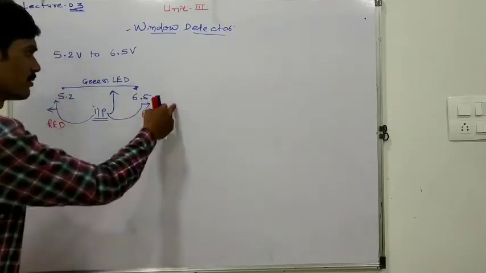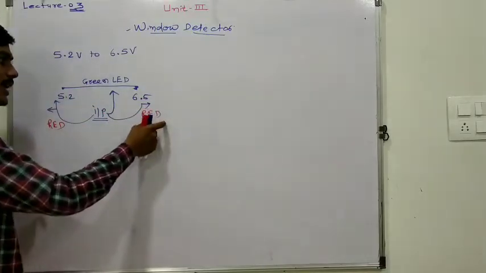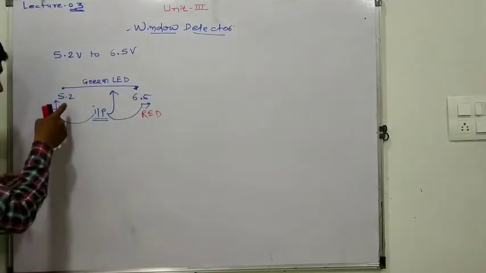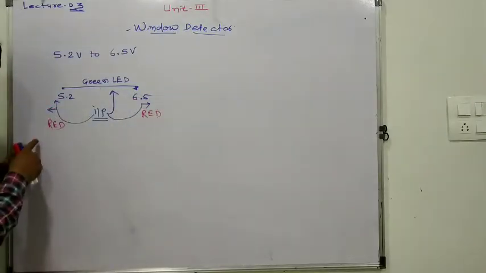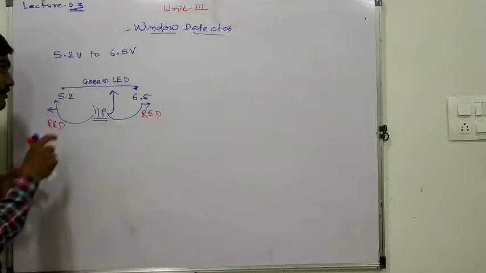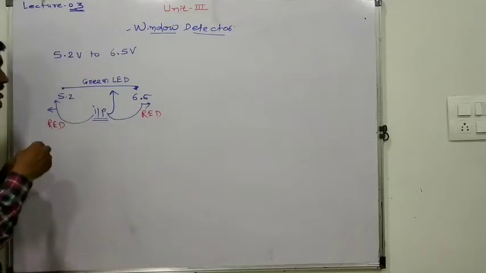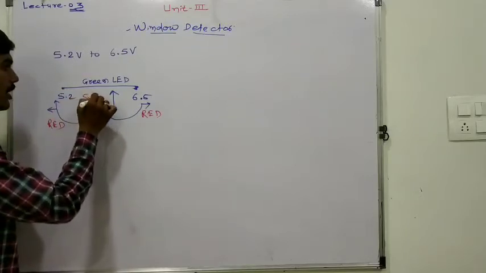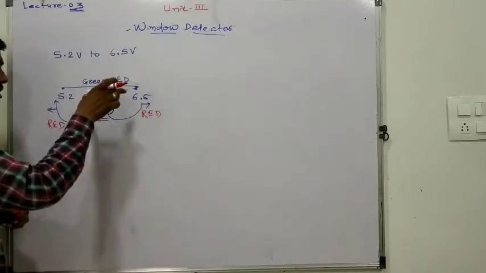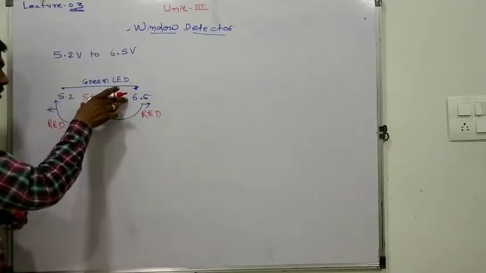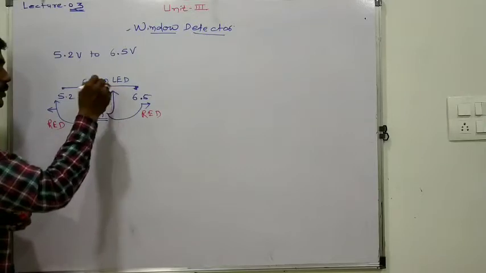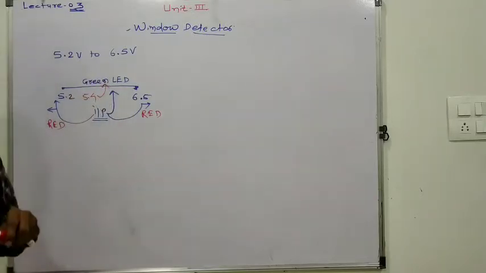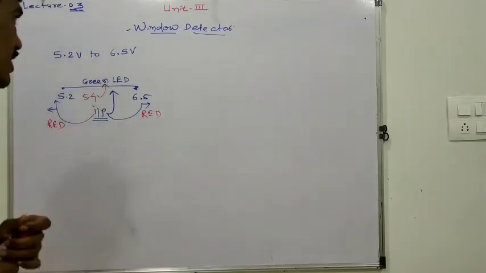If the input is, for example, 8 volt, we have to glow the red LED. If the input voltage is 5 volt, it is less than 5.2, we have to glow the red LED. And if, for example, the input voltage is 5.4, 5.6 up to 6.5, if this voltage is appearing in between these two ranges, then we have to glow the green LED. That is nothing but the simple problem statement. So this is about the problem statement.